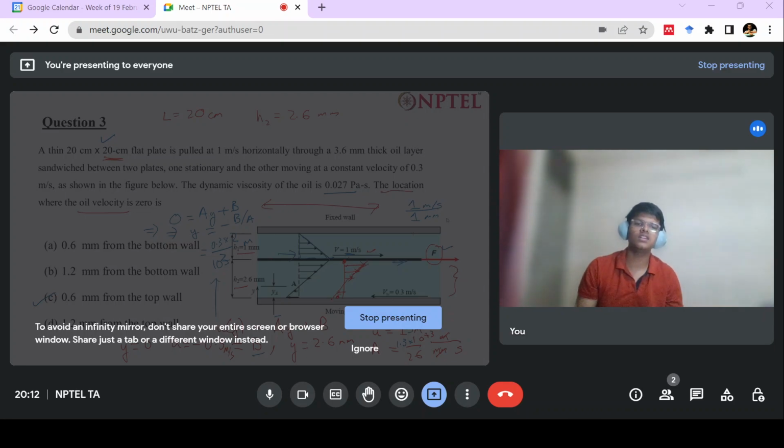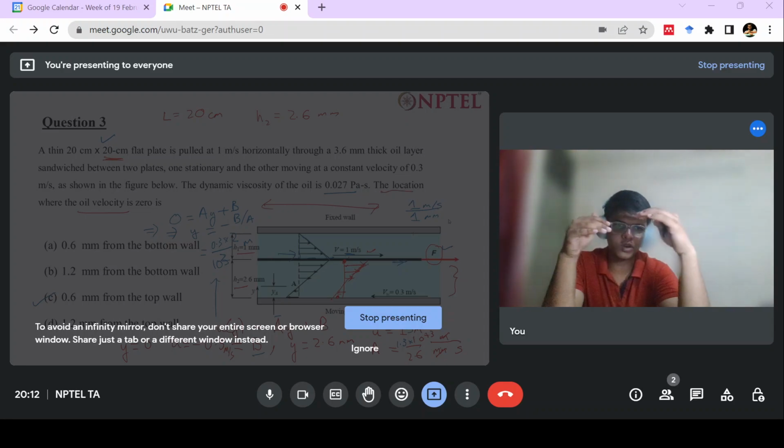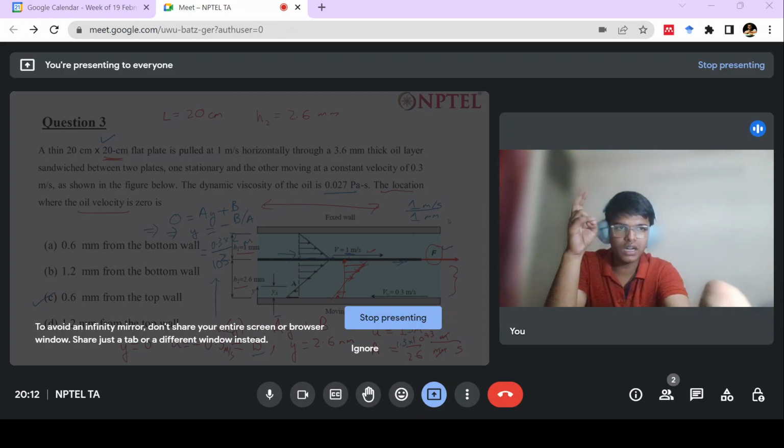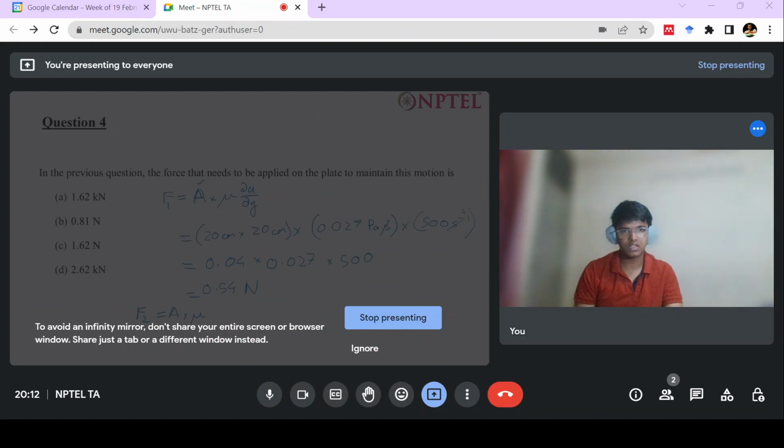Since this is constant, we can write it as the change in the velocity, which is basically 1 meter per second, because at the top wall the velocity is 0, divided by the gap height, that is 1 millimeter. So this is basically 10 to the power 3 second inverse. So instead of 500 here, we will have 1000. No other difference, right? So it will be exactly double of this, which is 1.08.